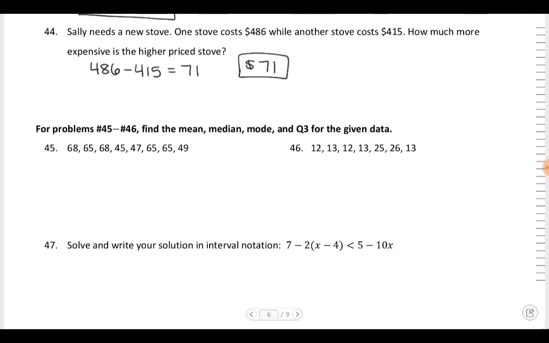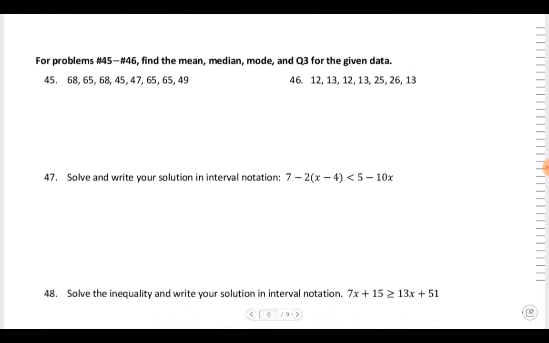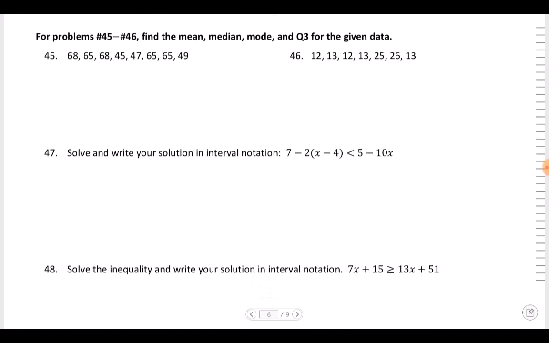Okay, for 45 through 46, find the mean, median, mode, and third quartile for the given data. So there's a couple ways you can do this: using a graphing calculator, or you can do this by hand. I would say you will still need a calculator to find the mean. The rest of these things you can probably find. I did not really leave enough space for that, I don't think. So let's see, I'll do my best.